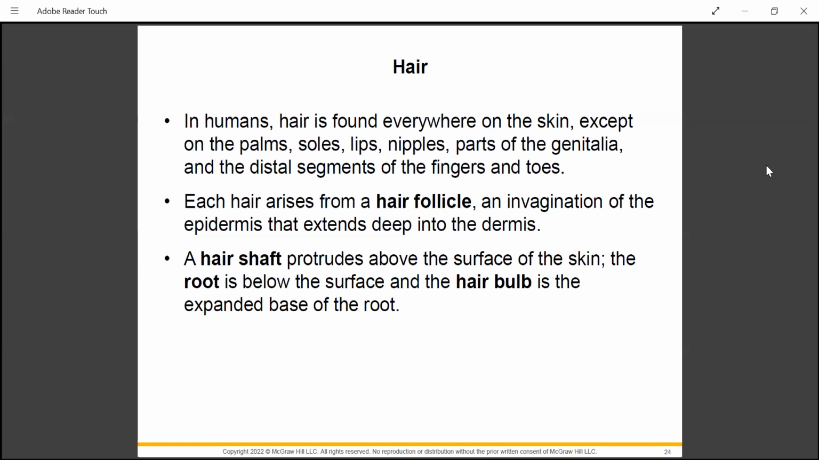It's an invagination of the epidermis which goes into the dermis, is another way to say it. The hair shaft is the part of the hair that protrudes above the skin surface, and then the root is below the surface, with the bulb being at the very bottom of the follicle.